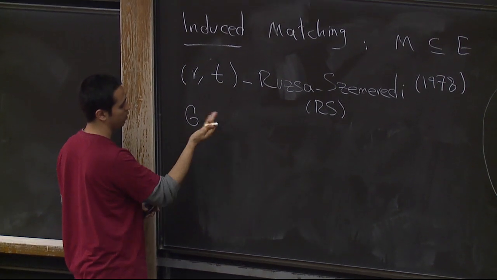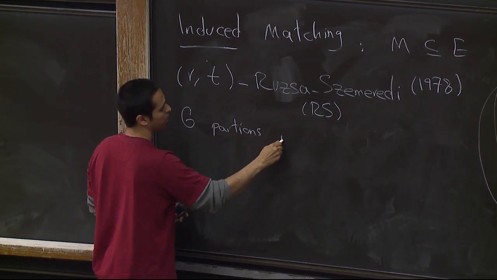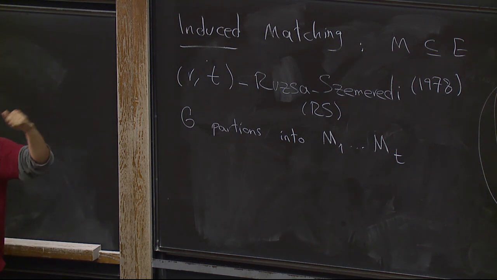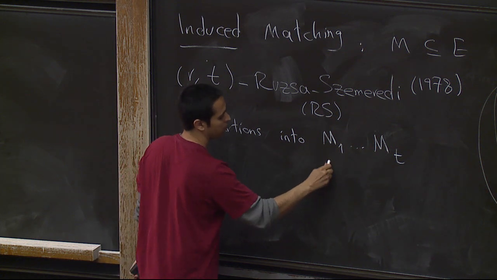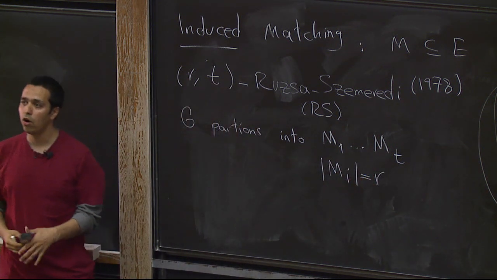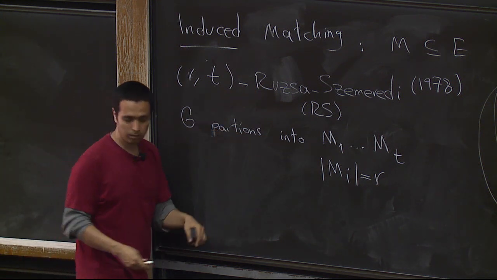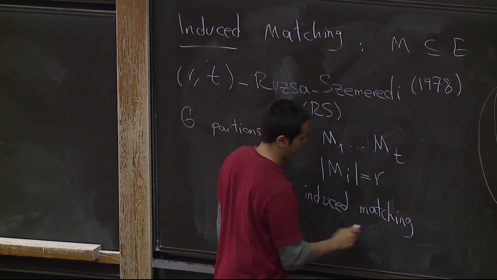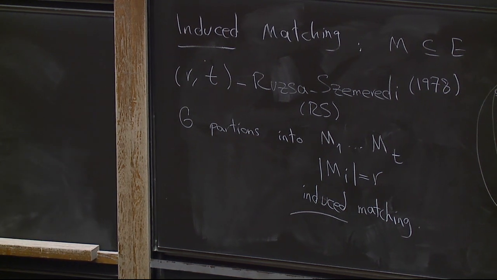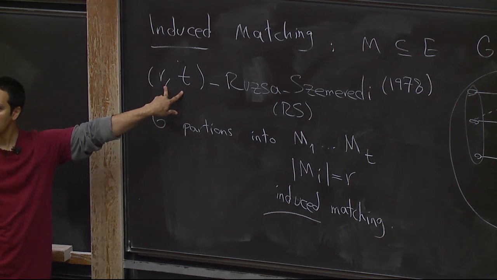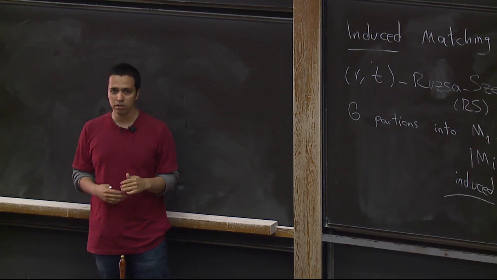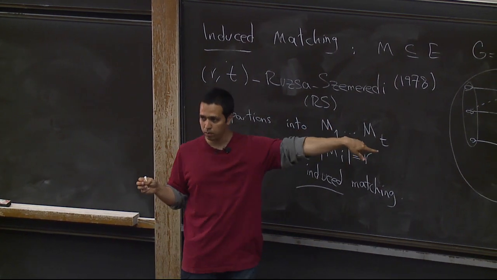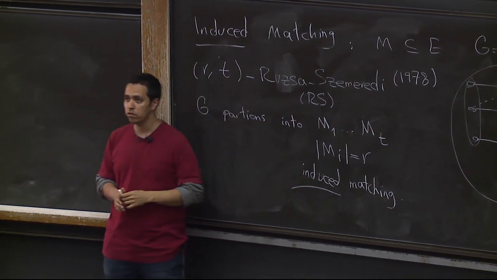The edges of G partition into M1 to MT. You can take edges of G and partition it into a bunch of matchings, M1 to MT. The cardinality of Mi is R, so each of them has R edges. And these are actually induced matchings. Good. This is an RS graph. There are two important parameters for me, R being the size of my matchings and T being the number of matchings that I have. An RS graph, you can take its edges, write it as a partition of T different induced matchings. These are induced again, and each of them has size R, okay?